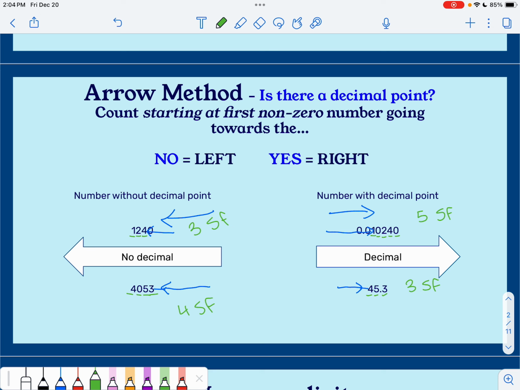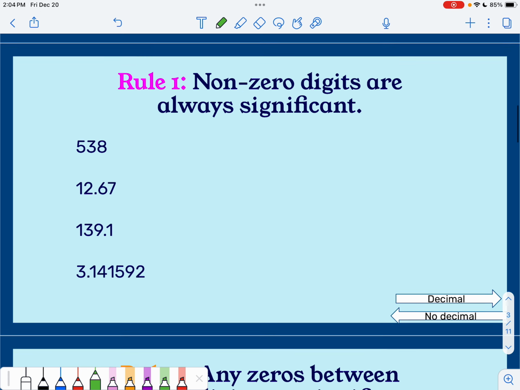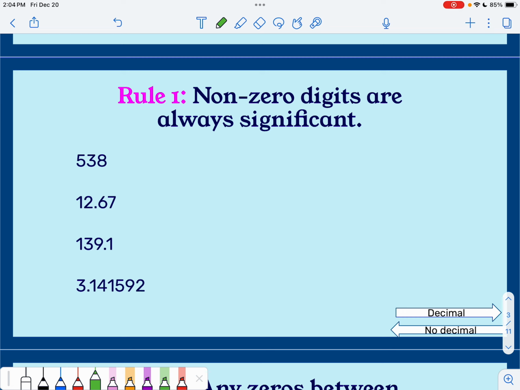Now let's go over all of the rules that encompass the arrow method so you can feel sure and you understand the whole background of sig figs. We're going to break down the rules step by step that make up the arrow method and make sure you understand sig figs completely. Rule number 1: non-zero digits are always significant.